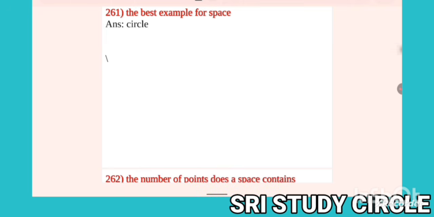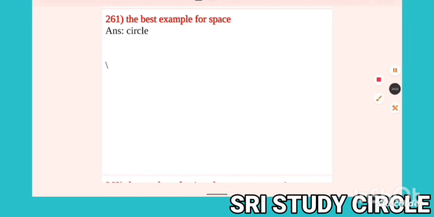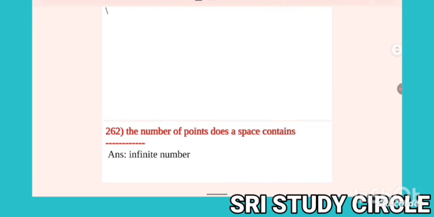The best example for space? Globe. A big ball, not a circle. What is the example for space? Globe. Big ball. How many points does a space contain? Infinity number. Infinity number of points it contains.